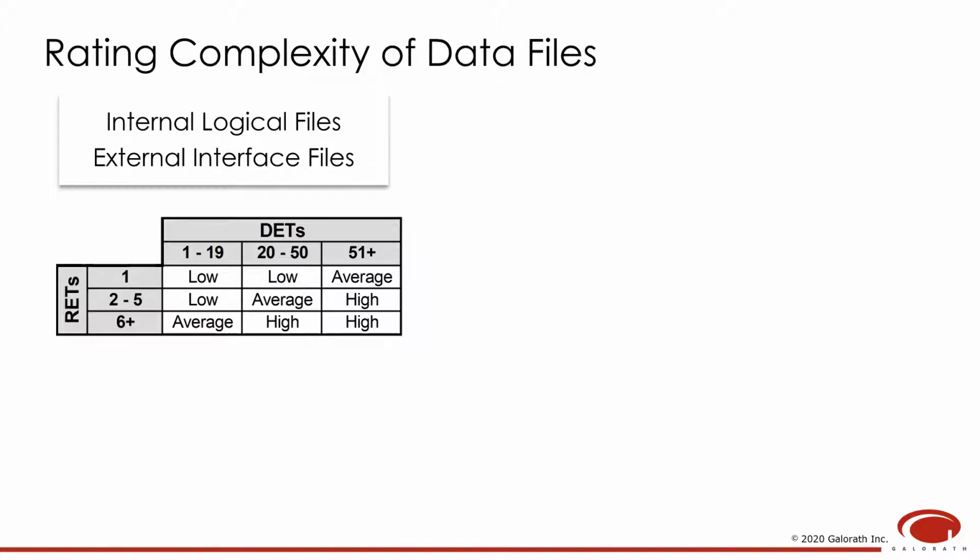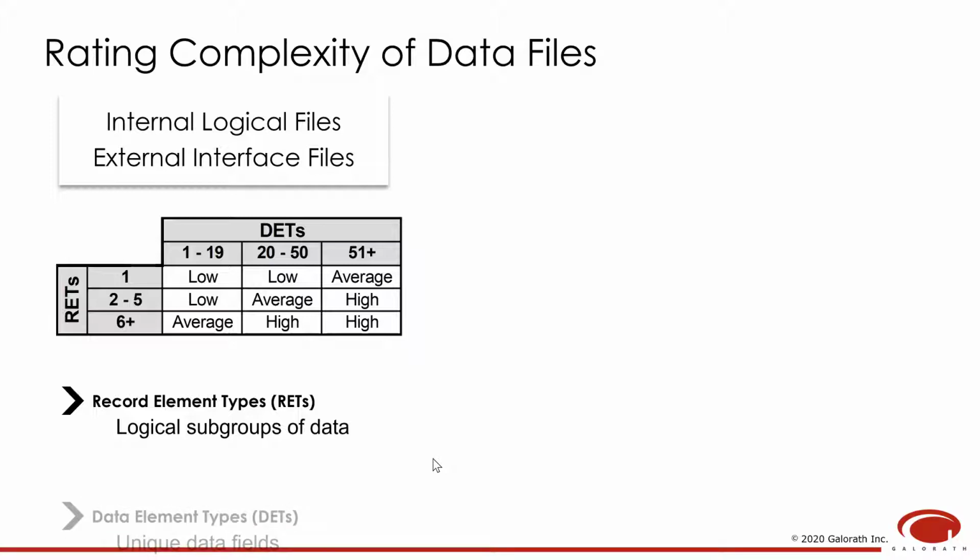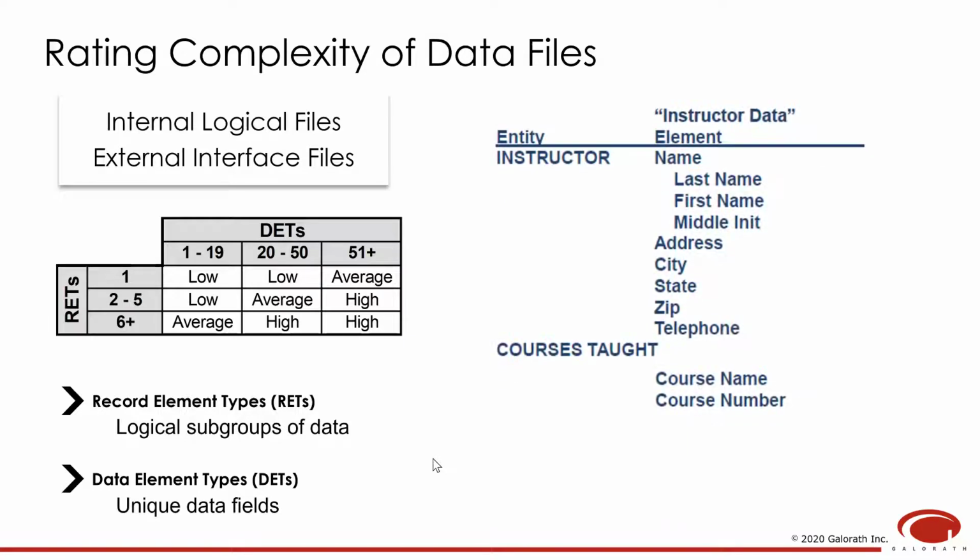Complexity for data files is determined by 2 attributes: the number of record element types, or RETs, and the number of data element types, or DETs. Record element types are basically logical subgroups of data within the data file, while data element types are unique data fields within that data file. Let's take a look at an example.